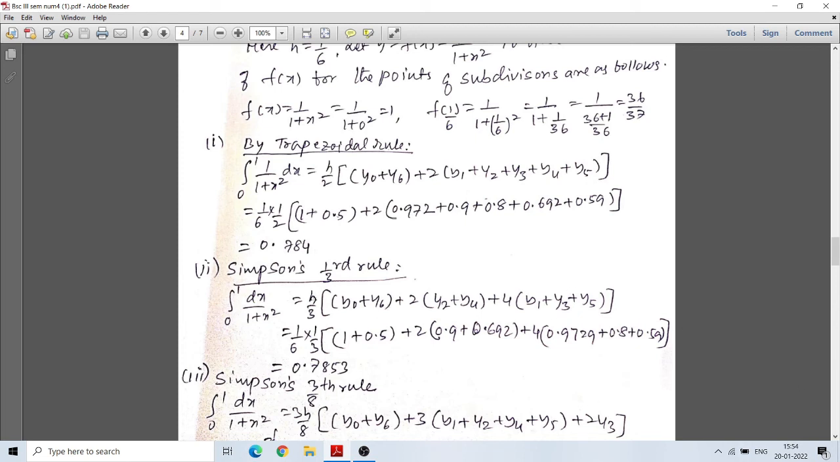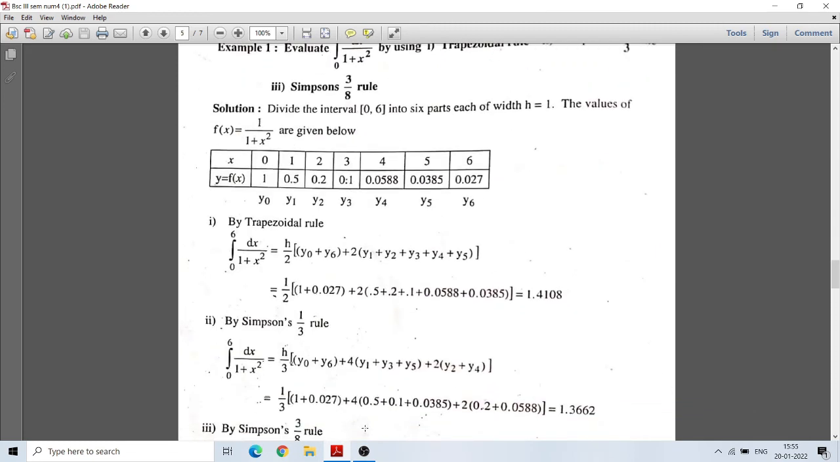So h is 1 by 6, then 1 by 3, y0 is again using the table only. y0 is 1, y6 is 0.5, 2 as it is, y2 value is 0.9, I am using the table there, y4 is 0.692, 4 as it is, y1 value is 0.9729, y3 value, y5 value. Simplify this. Like this for Simpson 3/8 rule.